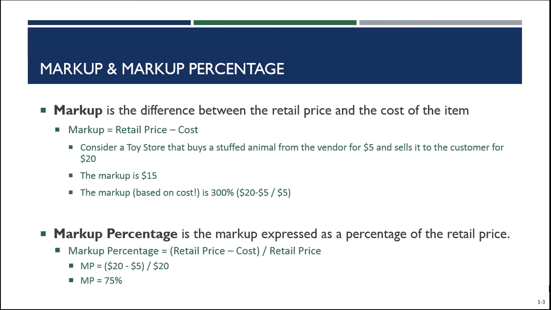So with our teddy bear example up above, we can take our same equation, our $20 price minus our $5 cost, but now we're going to look at that compared to the price. So we'll divide by the $20 retail price. So our markup percentage here is 75%. The markup percentage cannot be higher than 100%.